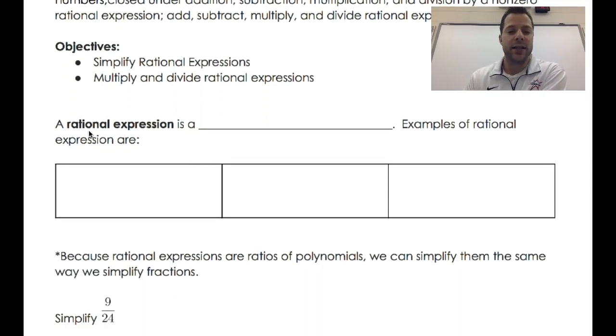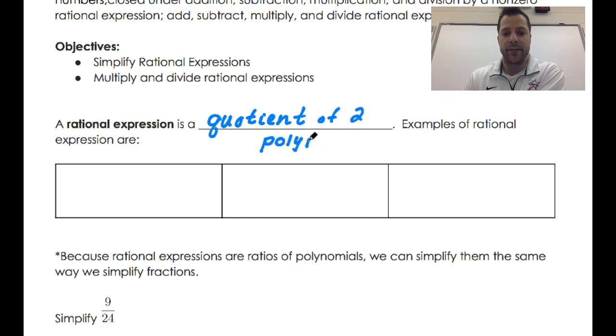So let's get into this. A rational expression is a quotient of two polynomials. Go ahead and fill that in. It's a quotient, so it's a fraction, of two polynomials. And I'm going to run out of room, but I'll put it down here. And so we have several examples that I'm going to show you.